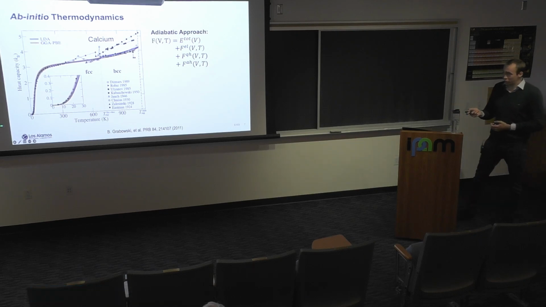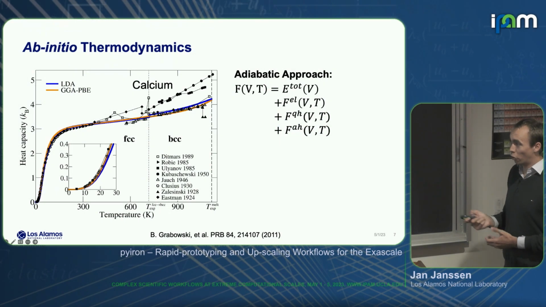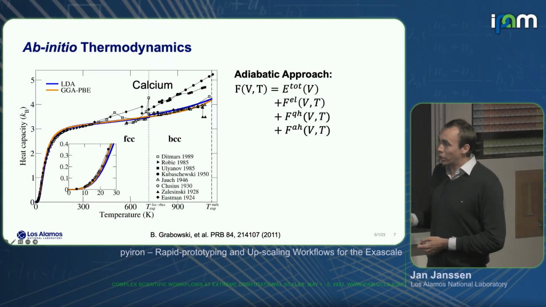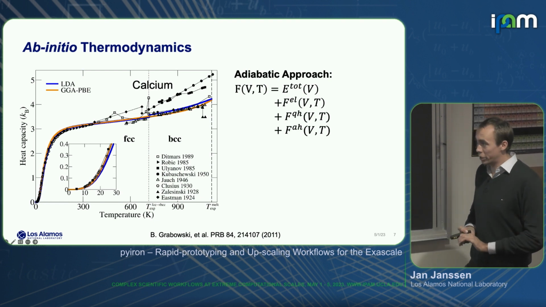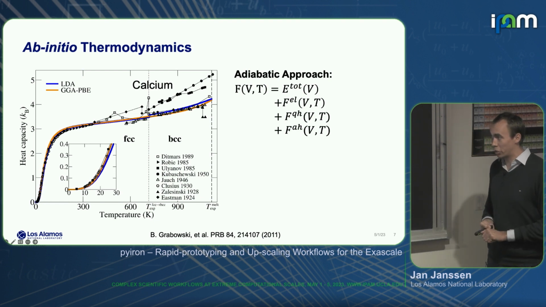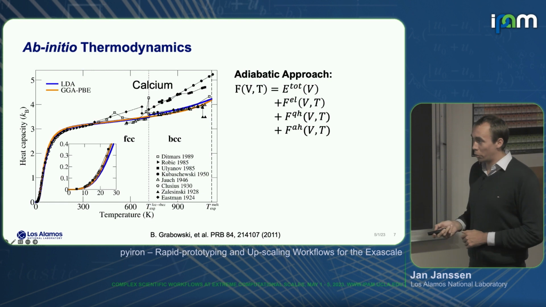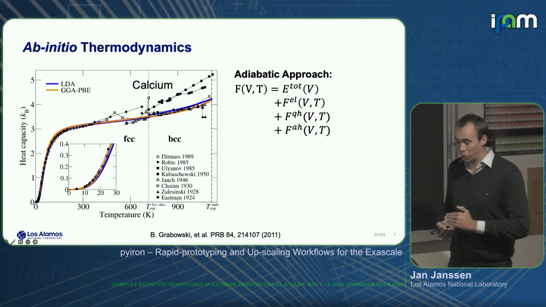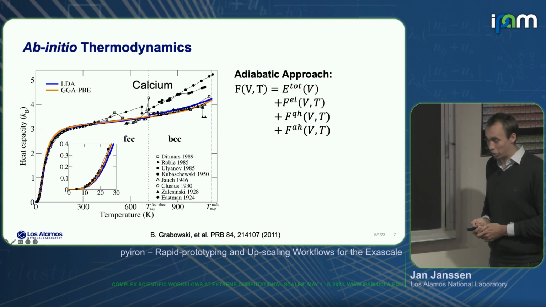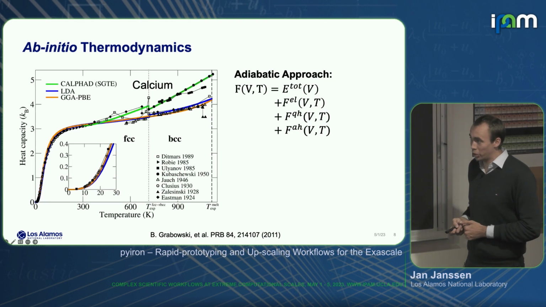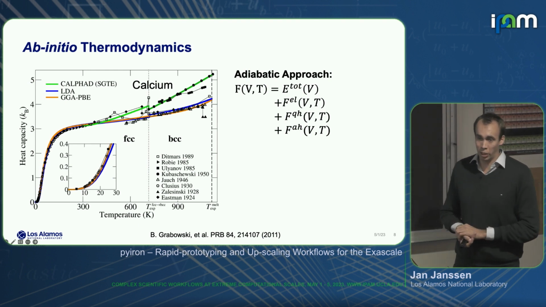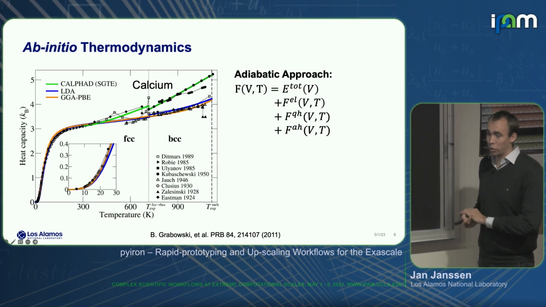So that's what you see here, the heat capacity for calcium over temperature. And we can see this very nice match for the low temperature FCC phase, where the two theoretical predictions for the LDA and GGA functionals perfectly agree with the experimental data. And then for the high temperature BCC phase, we find that they agree with the lower branch, but not the upper branch. And that's very important because previously, the CALPHAD database, which is used for many engineering applications on larger scales, relied on this upper branch.